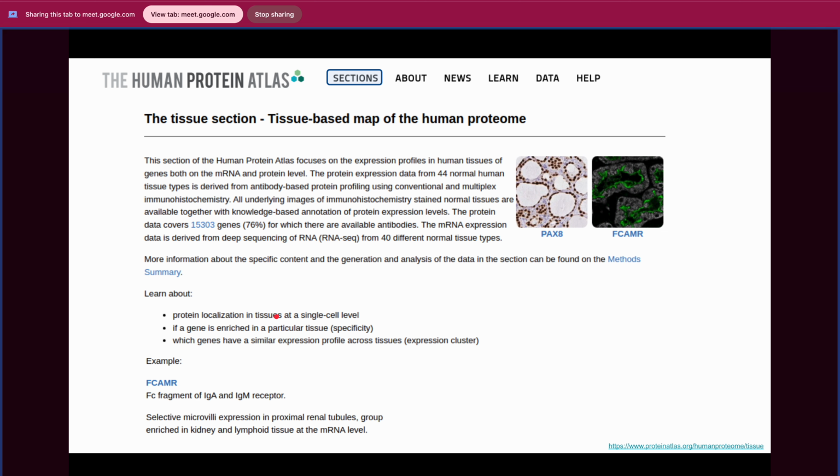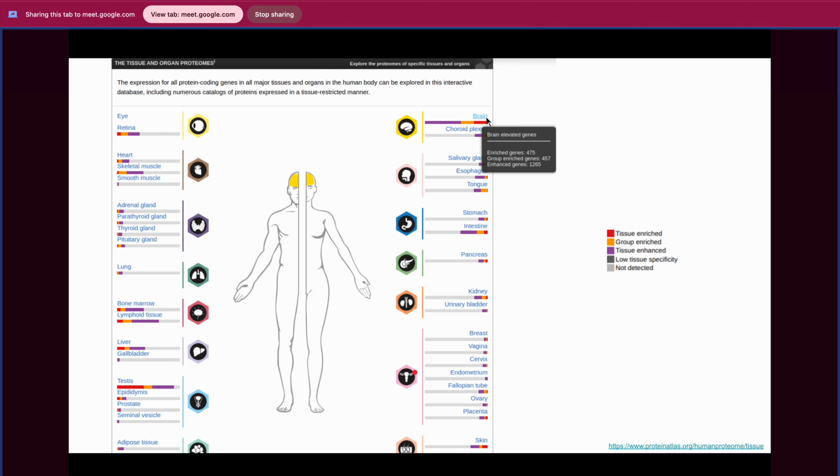And then it will tell you the protein localization in tissues at the single cell level. If a gene is enriched in a particular tissue, it will also tell you the enrichment, whether it is specific to that particular tissue, what the expression level is, and which genes have a similar expression profile across tissues. All this information can be captured from the tissue section.